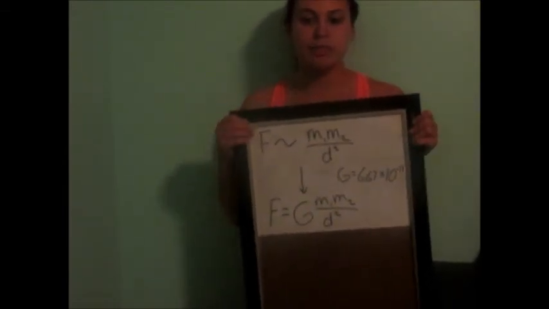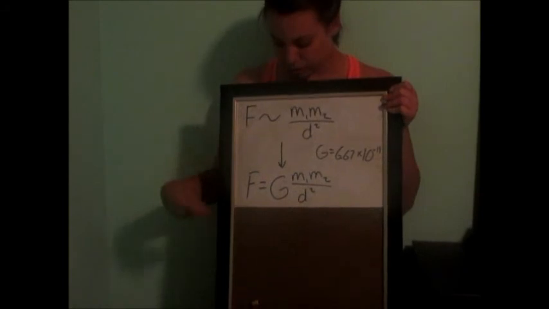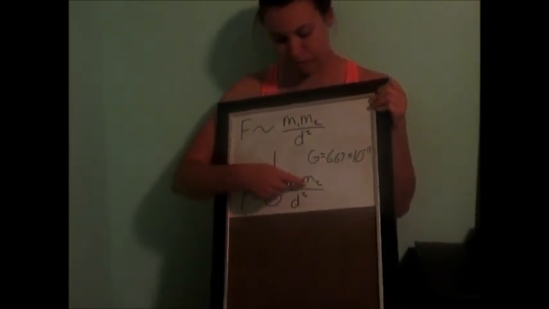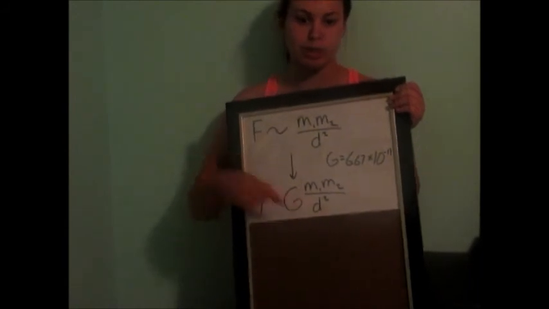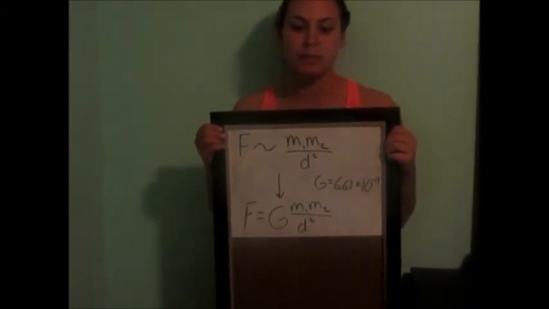The universal gravitational constant, G, is 6.67 times 10 to the negative 11. When this is put into the equation, we find that force equals G times mass 1 times mass 2 divided by the distance between them squared. We can use this equation to discover the force between any two objects if we know their masses and the distance between them.